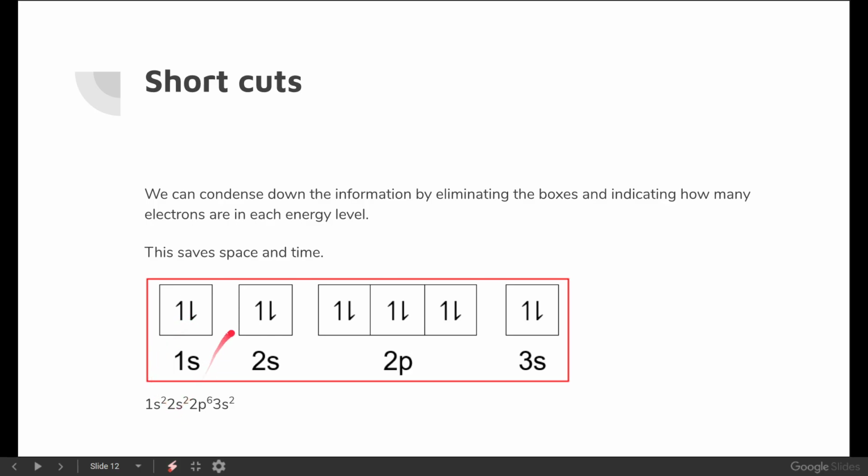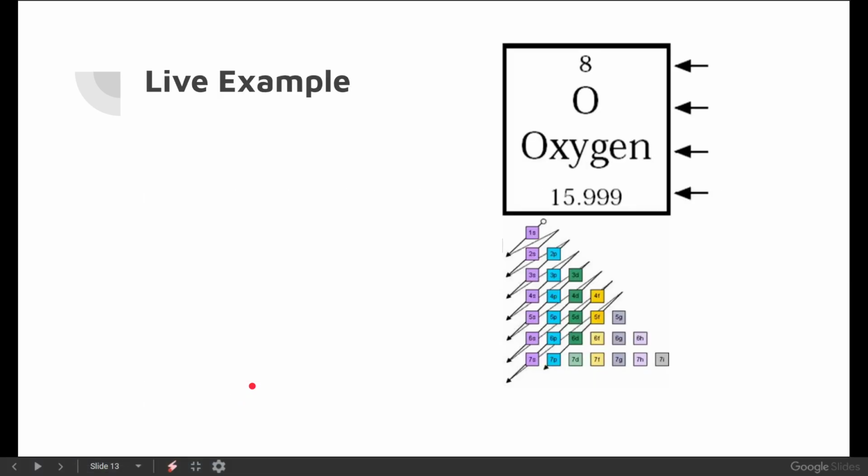2s is going to end up having 2 electrons in it, so that's going to be 2s2. This is then followed by 2p, and 2p has 1, 2, 3, 4, 5, 6. So we say that 2p has 6 electrons in it. This then is followed by 3s, which has 2 electrons. So all that we're doing is counting the electrons, and then putting them as exponents in our formula for electronic configuration.